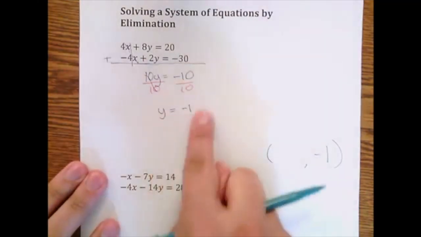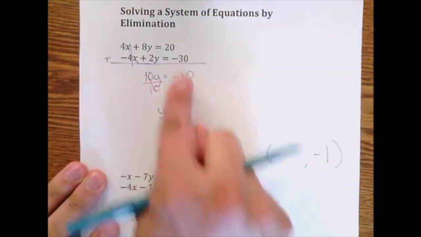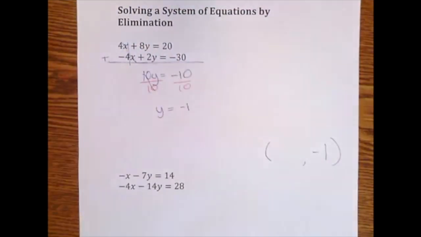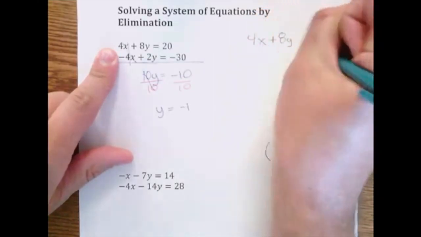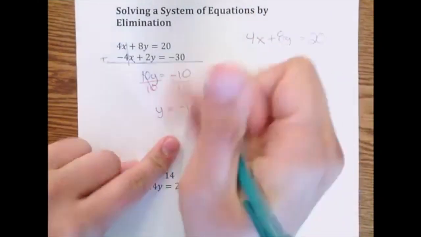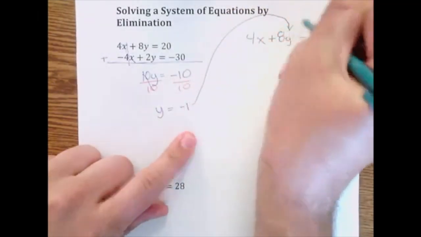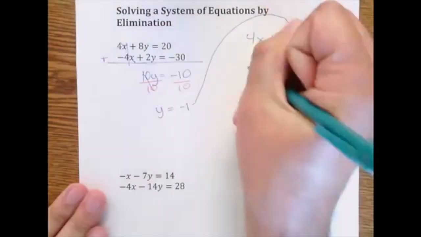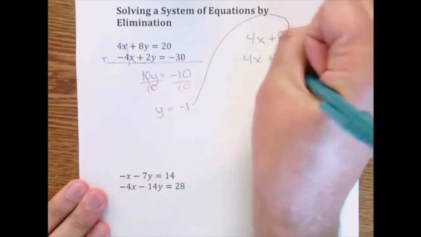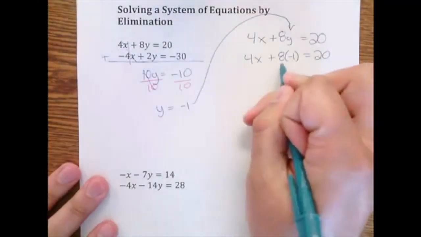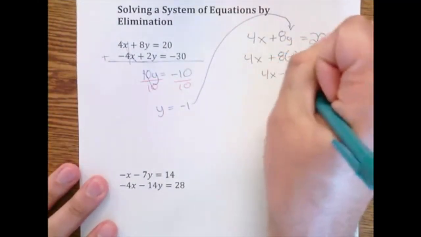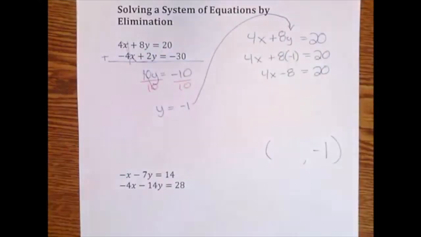So I'm going to take this piece of information I now have and plug it into either of these two original equations. It doesn't matter which one. You could pick the top one, I could pick the bottom one. We'll get to the same answer. So I'm going to use the top one: 4x plus 8y equals 20. I'm going to take this y equals negative 1 and plug in for y. So I have 4x plus 8 times negative 1 equals 20, and 8 times negative 1 is negative 8. So I have 4x minus 8 equals 20.